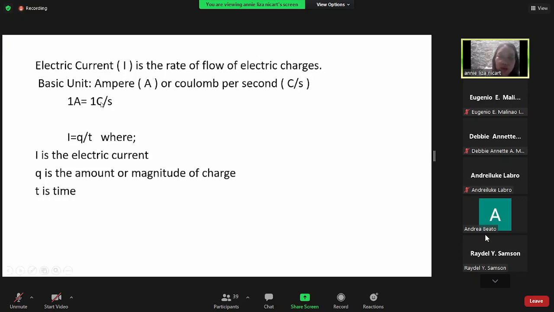Okay, so dito nakuha yung coulomb per second ha. Q, the electric charge, ang kanyang unit ay C. The unit of time is S. So that's what we have here. So I is Q over T, that is coulomb per second.